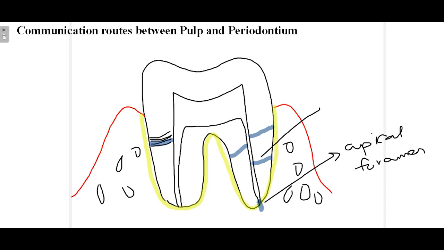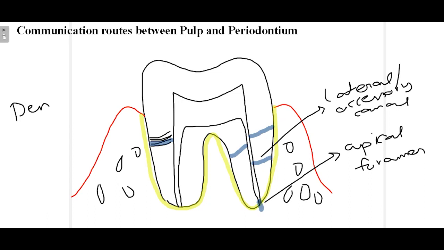Secondly, we have these which are known as lateral, or you can also call them accessory canals. And lastly, we have dentinal tubules. Okay, so there are three routes of communication between pulp and periodontium. First is lateral canals, then we have apical foramen, and then we have dentinal tubules. Of all of these three, the apical foramen is the most important route of communication between pulp and periodontium.